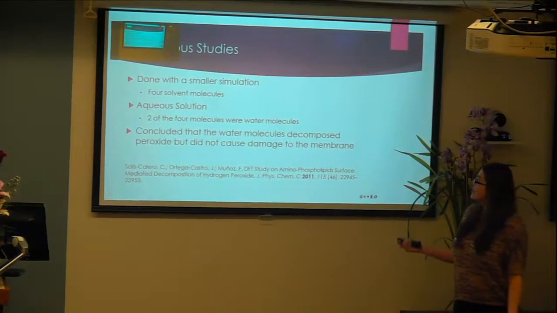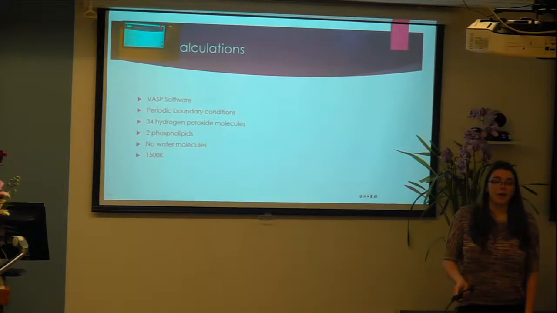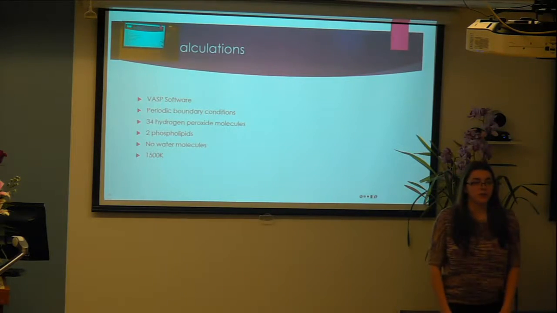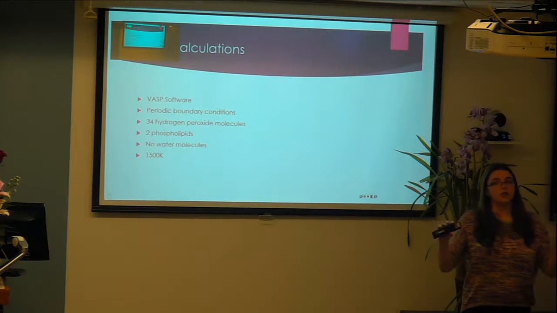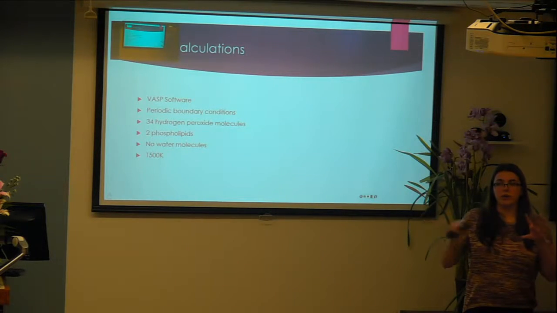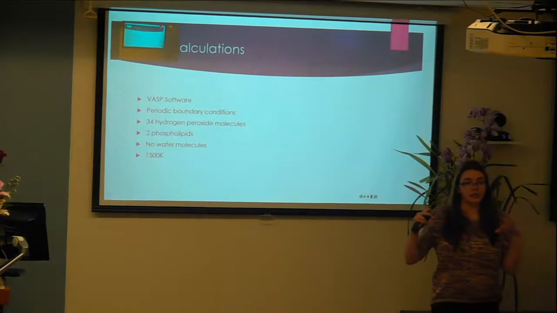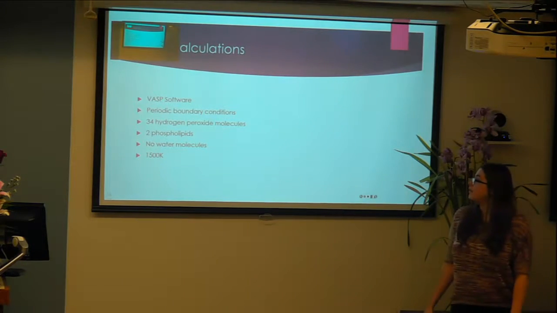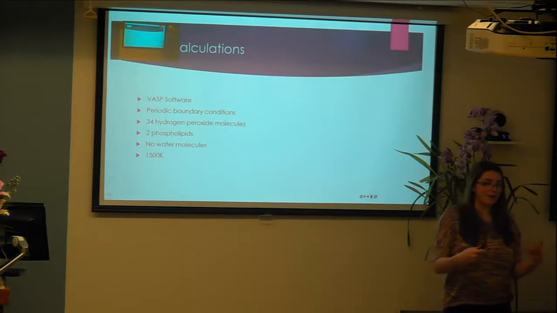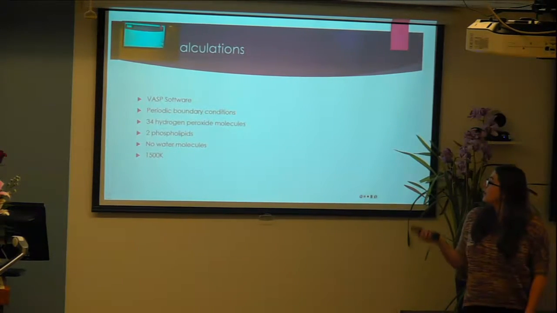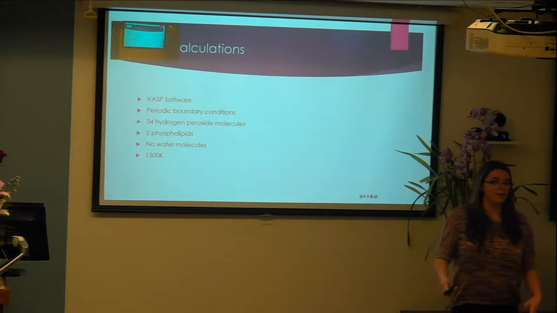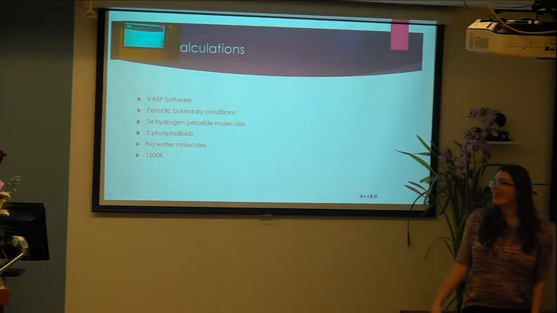So I decided to make a different system. The software that I used was VASP, for everybody else in the class. I used periodic boundary conditions to simulate a bilayer. So I reproduced it in the direction that would make a bilayer sheet, which then would be wrapped around to form a cell. This is just supposed to represent the outside of the cell. And then I used 34 hydrogen peroxide molecules instead of just 2. So the system is a lot larger.